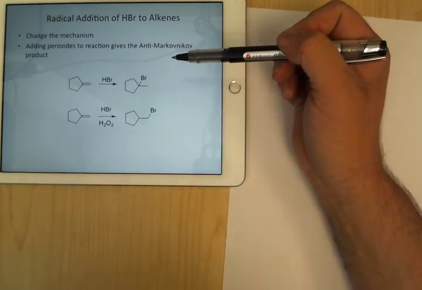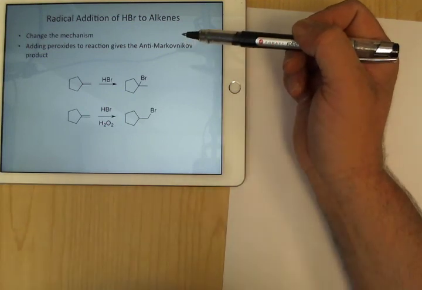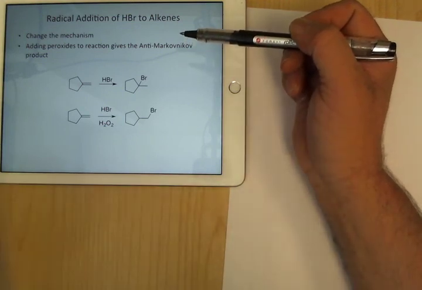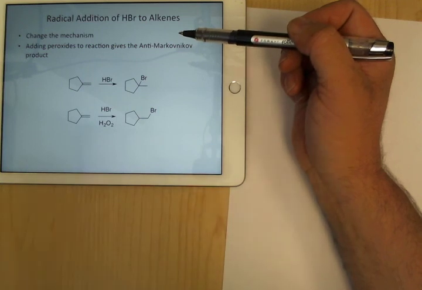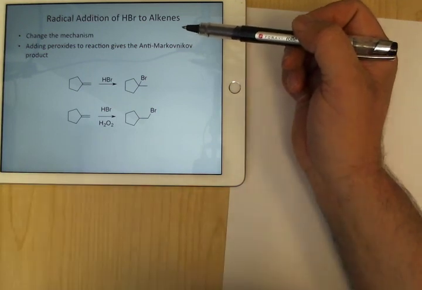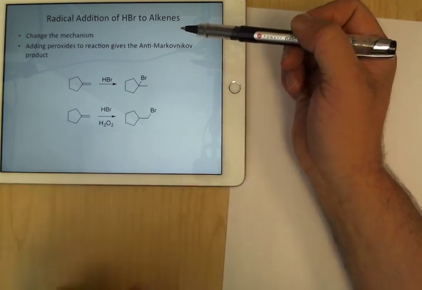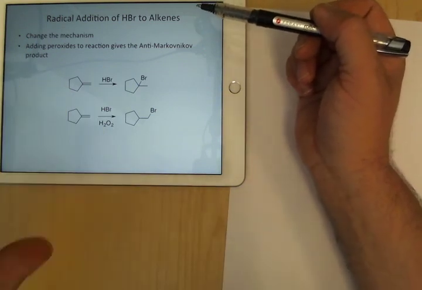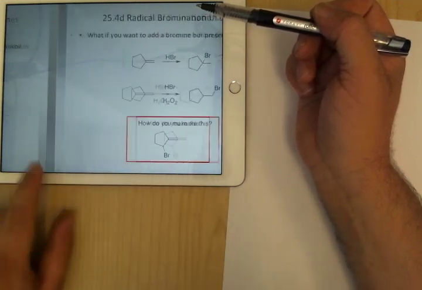Do you remember we talked about hydroboration versus oxymercuration? In hydroboration, you put the OH on the lower numbered side, and in oxymercuration, you put the OH on the higher numbered side. So you get the complementary product. Same thing with this one. Depending on with and without the peroxide, you can get selectivity on that.